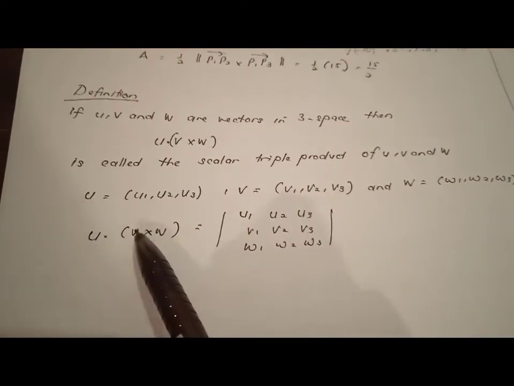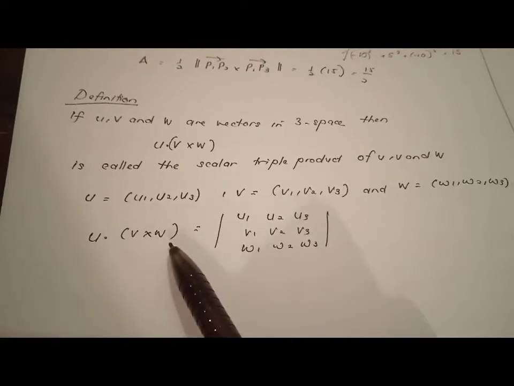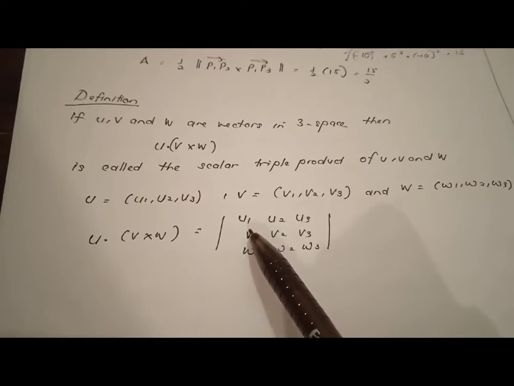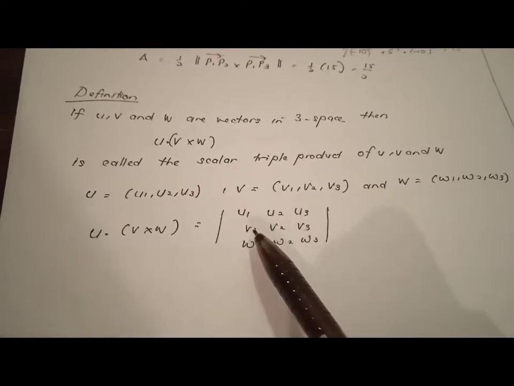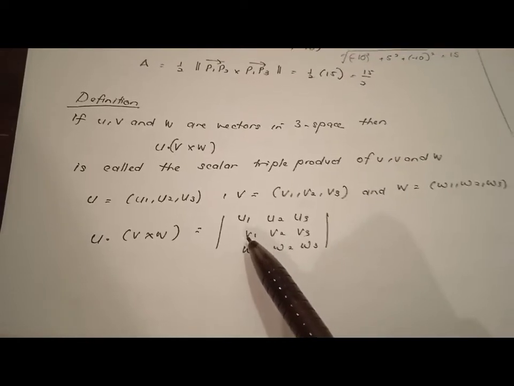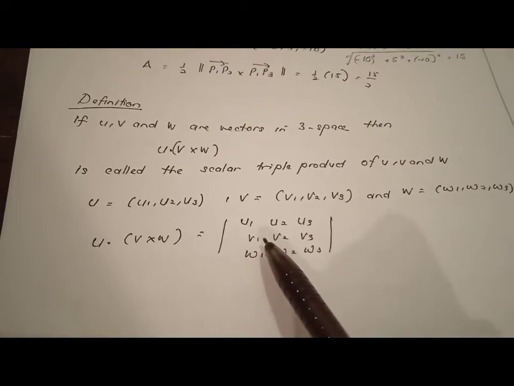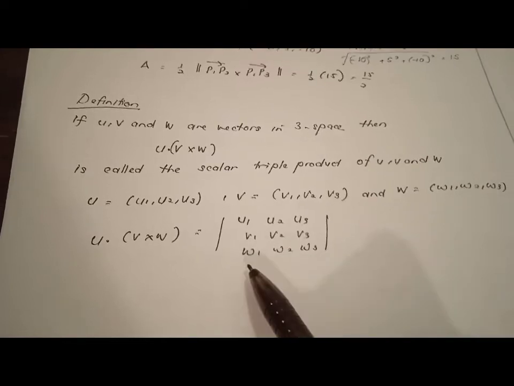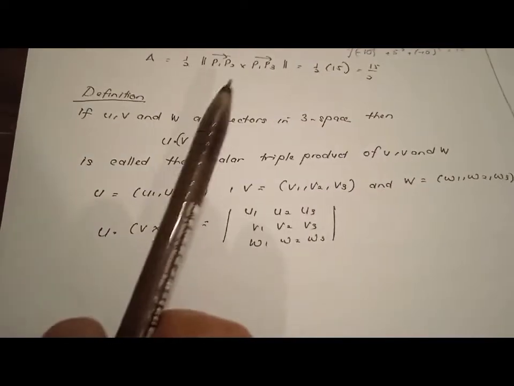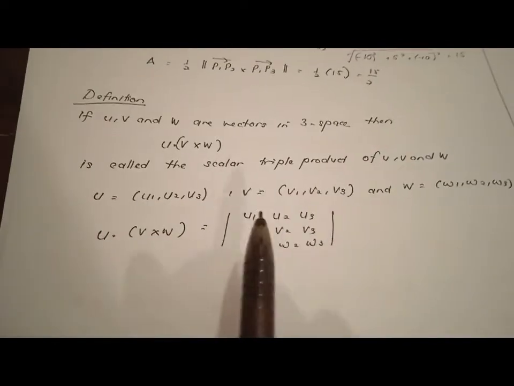So the scalar triple product of U, V and W is given by the determinant of U1, U2, U3, and then the second row is the components of V: V1, V2, V3, and the third row is W1, W2, W3. So we find the determinant of this.